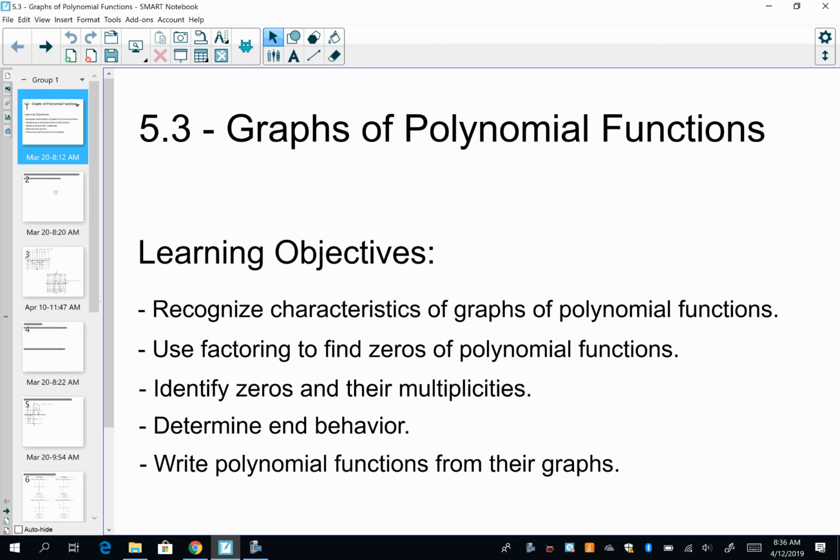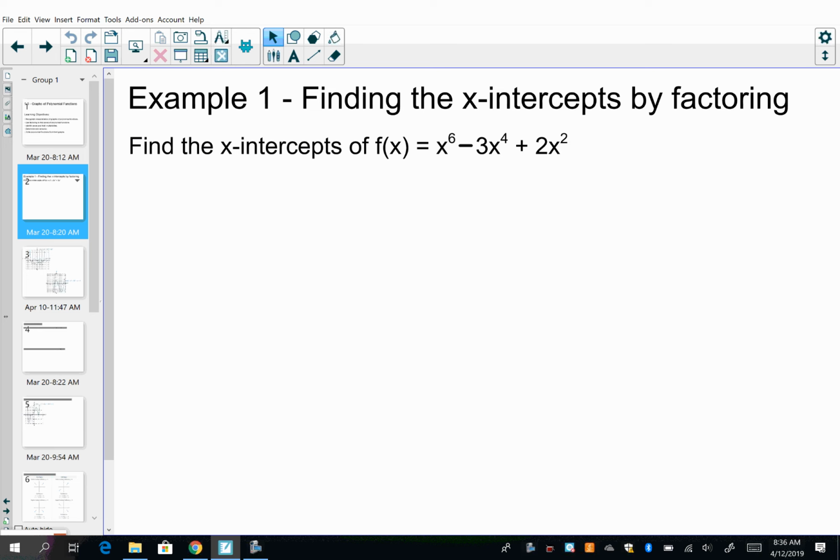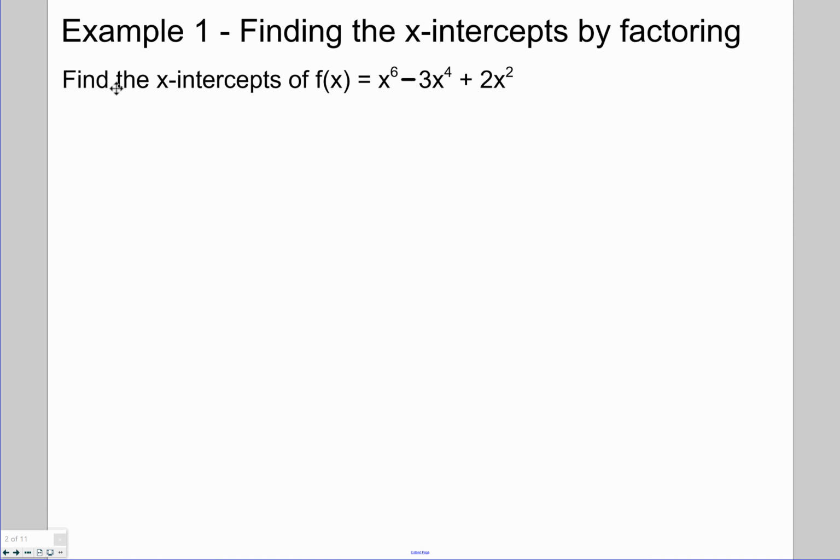Okay, so let's first talk about finding x-intercepts of functions. The way you think about x-intercepts, if you think about the graph of a function, right? If this is x to the 6th power, how many times is this function going to cross the x-axis? 6 times. That's the idea, that the highest exponent, the degree, will tell you how many times.